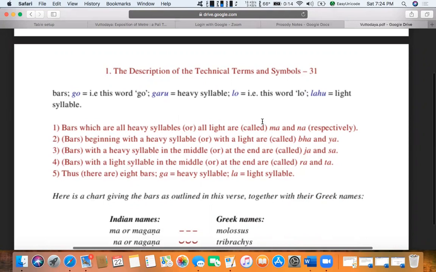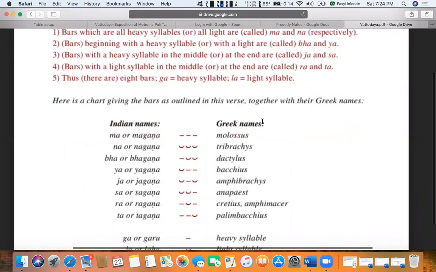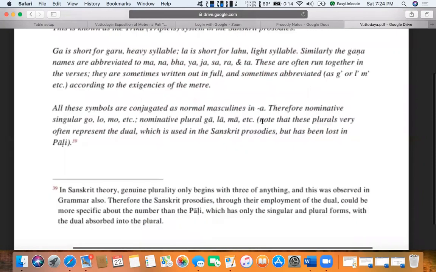And then the consonants joined with those long vowels are also called heavy syllables, like ka, ki, ku, ke, ko. Consonants, when they are joined with long vowels, are called heavy syllables. So there are some other kinds of heavy syllables also. I think we should go there and first clarify that, then come back to this verse.